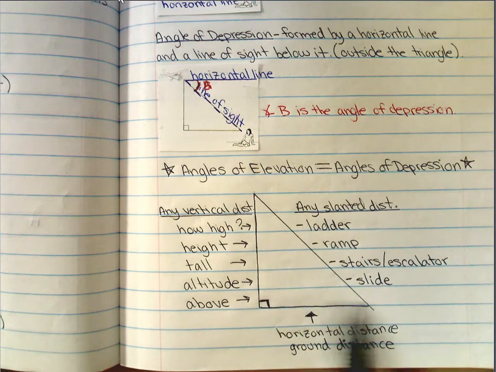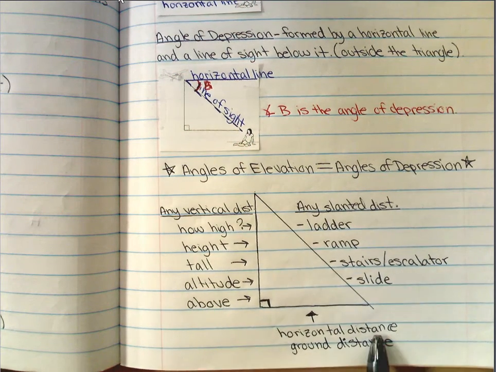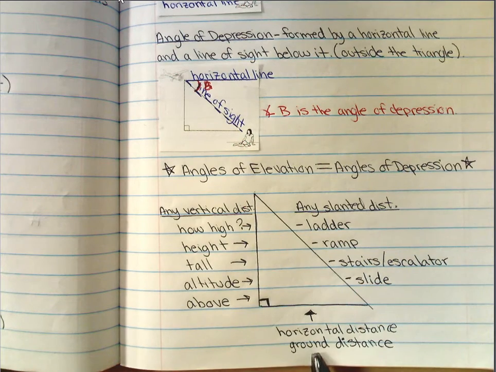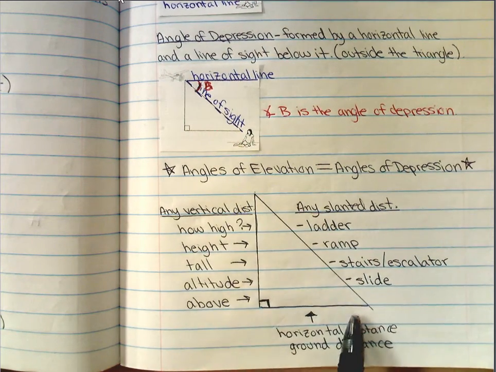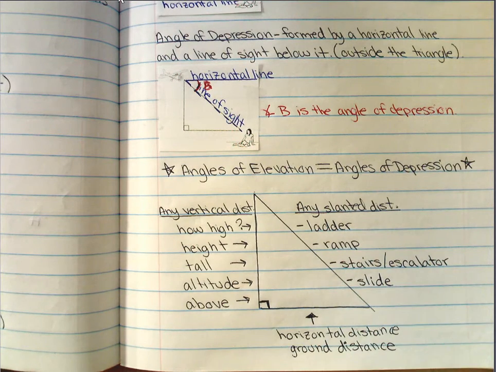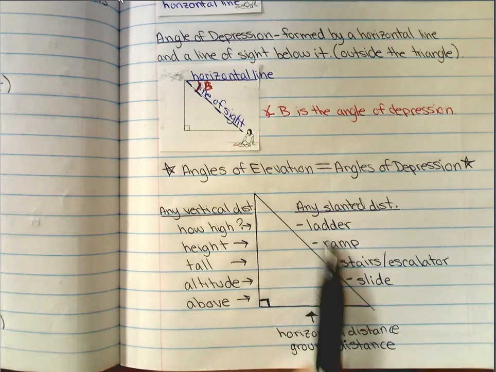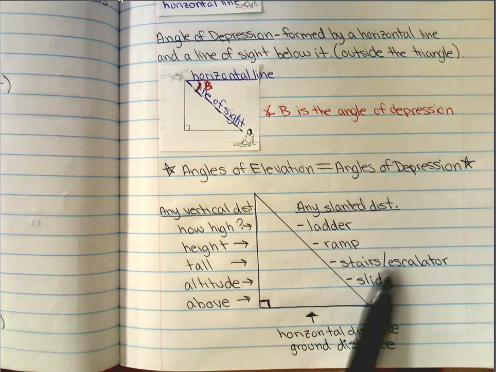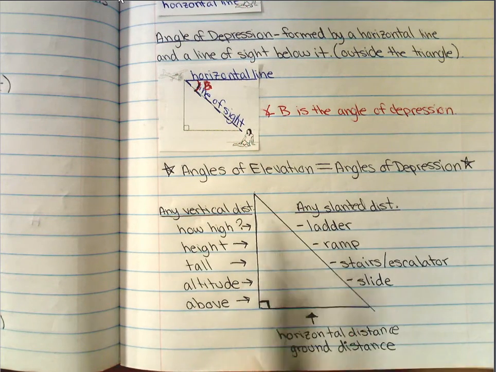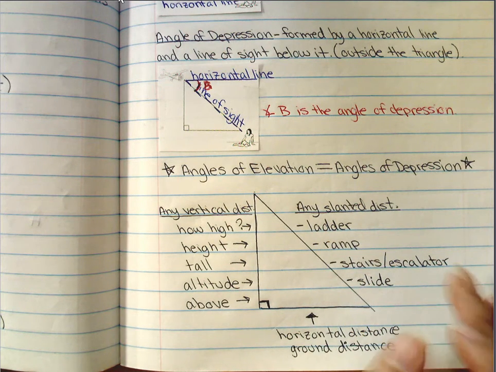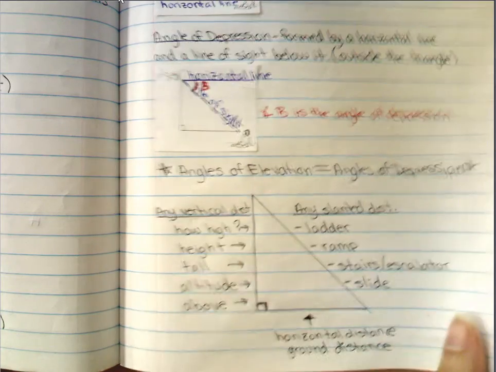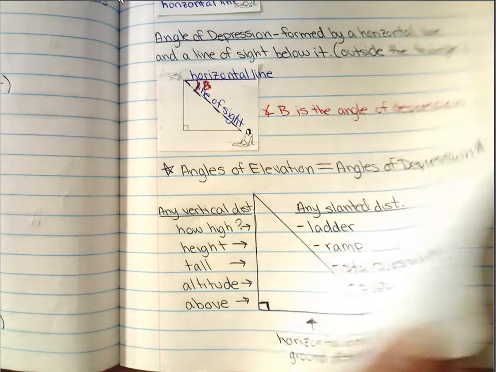To label the bottom of your triangle, you would see the words horizontal distance, and sometimes they use the word ground distance. And then to label the hypotenuse, which is the slanted part of your triangle, you would see, for example, ladder, ramp, stairs, or an escalator, a slide, anything that's slanted, that would tell you to label your hypotenuse. And so now you see the keywords. Let's look at some examples.